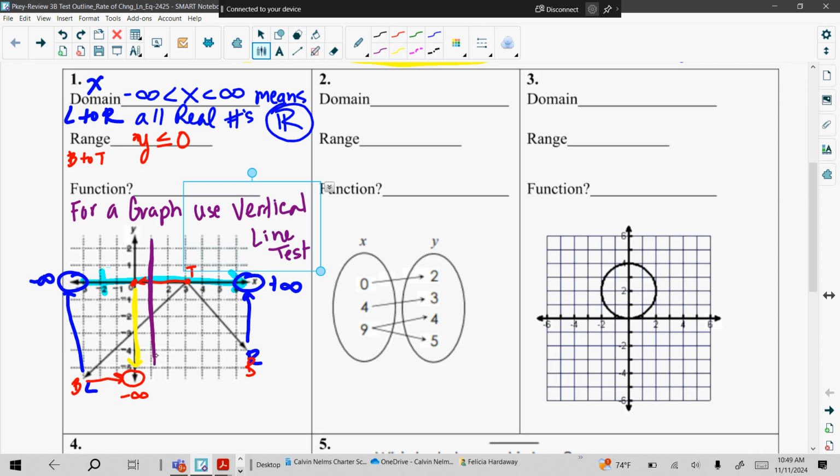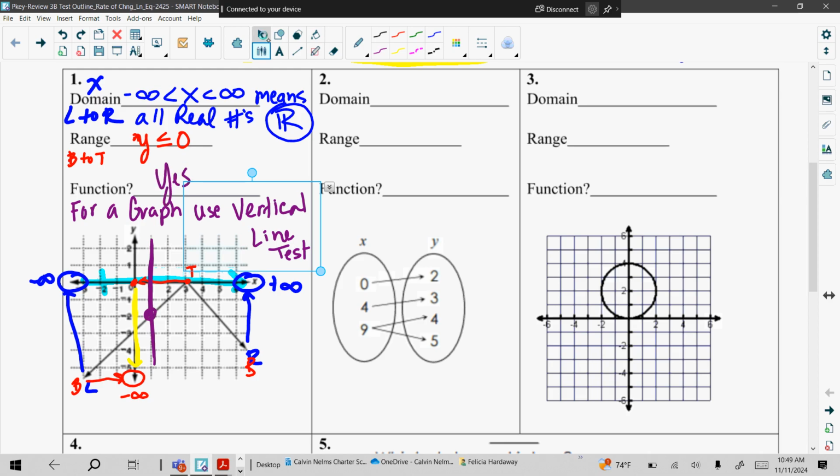Please pay attention. And you check that that vertical line only touches once. If it touches only once, it is a function. If it touches more than once, it's not a function. So is this a function? Yes. Okay, it is a yes.